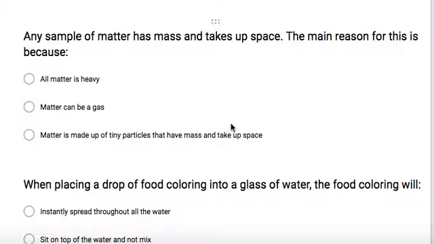Any sample of matter has mass and takes up space. The main reason for this is because all matter is heavy, matter can be a gas, matter is made up of tiny particles that have mass and take up space.